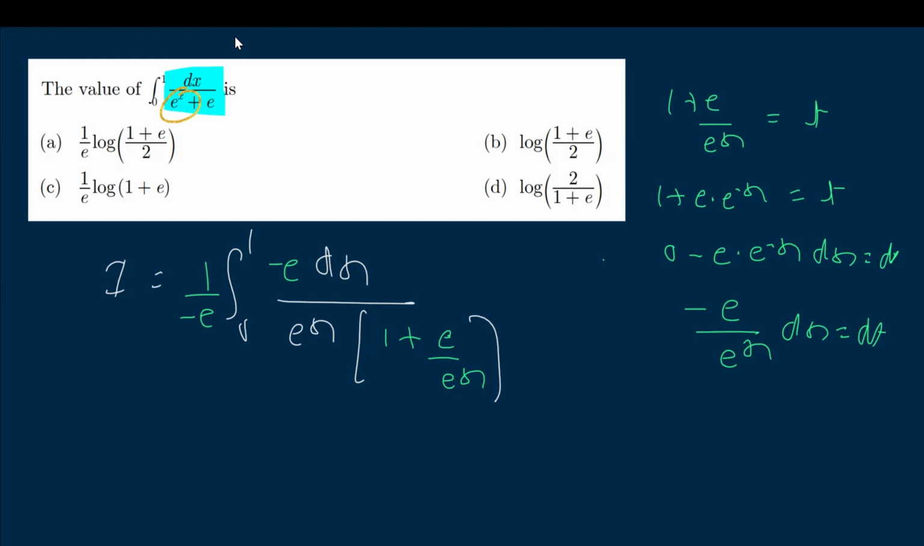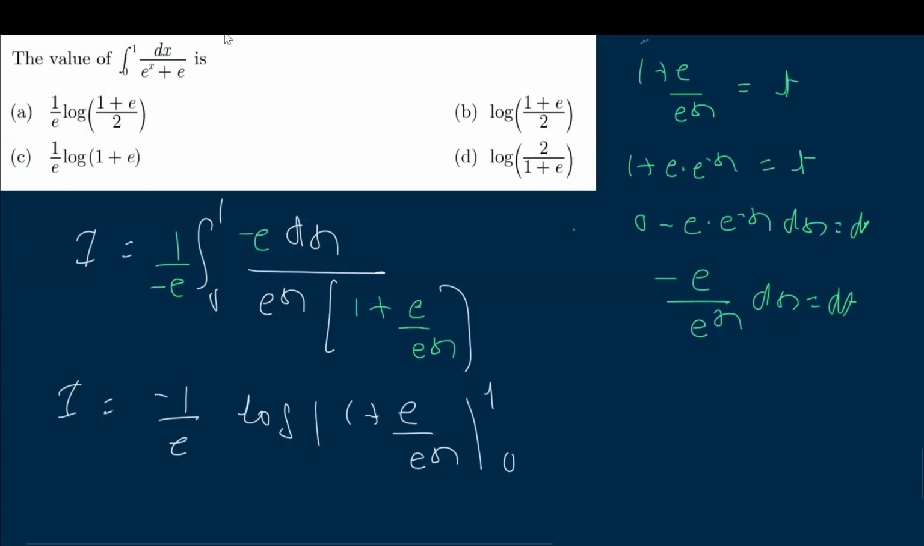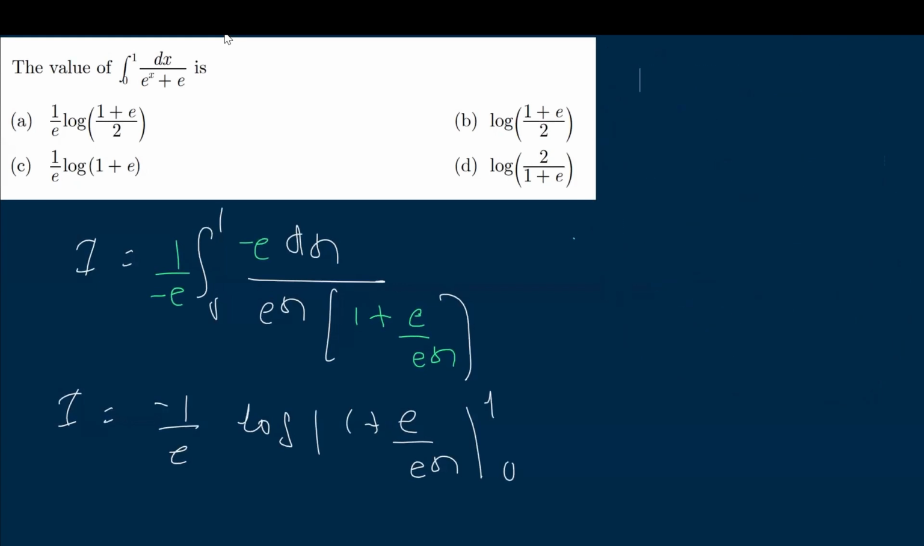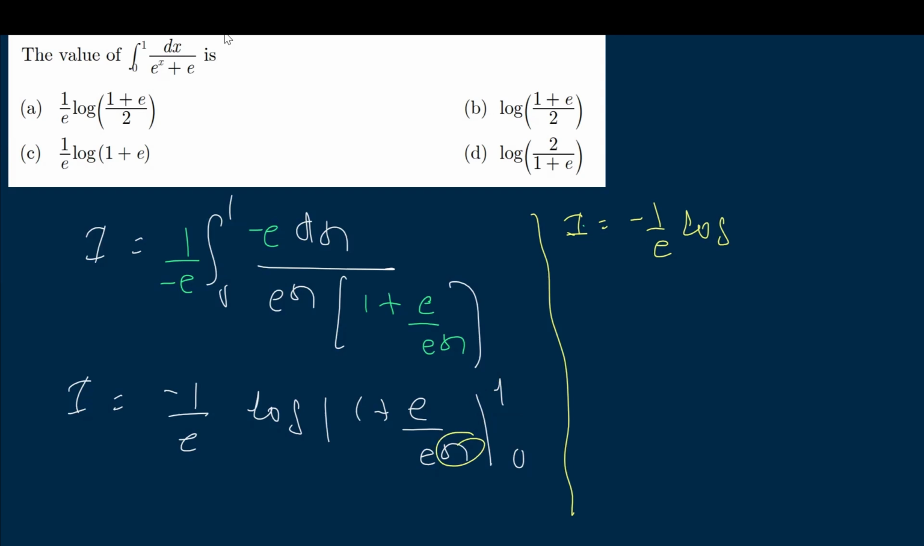Now I'm not going to change the limit over here, because this is an MCQ, so we may simply find the integral without placing the limit. Its integration will be log mod of 1 plus e over e raised to the power x. And now next is to place the limit. So I is equal to minus 1 over e, keeping it outside, log. I'm going to place the upper limit, placing x as 1.